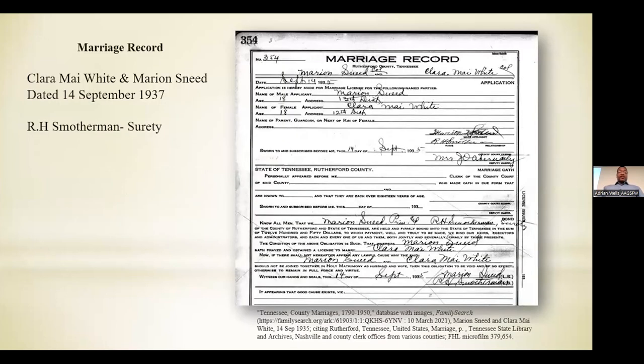And then I continued my search with Clara May, and I really didn't find anything on Ancestry. So I turned my search over to familysearch.org, and that's where I found a marriage record for Clara May White and Marion Sneed, dated the 14th of September, 1937. So I knew that her maiden name was White, and she married Marion Sneed. And another thing you want to do when you're looking at these different records is notate the other people that are in the record. So here you're going to see an R.H. Smotherman, who is the surety, and we'll talk about him a little bit later.